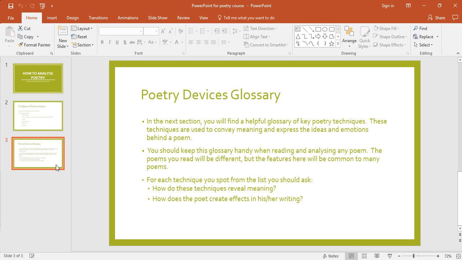These techniques that you'll see in the next section convey meaning and express the ideas and emotions behind a poem. You should keep this glossary handy when reading and analysing any poem. The poems you read will be different, but the features here will be common to many poems. For each technique you spot from the list, you should ask, how do these techniques reveal meaning, and how does the poet create effects in his or her writing?